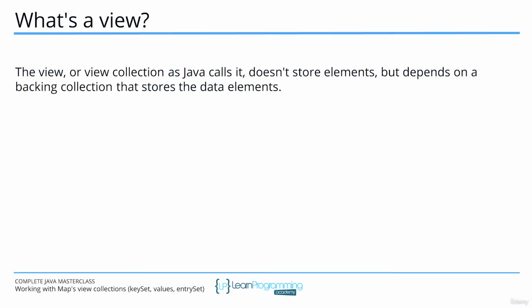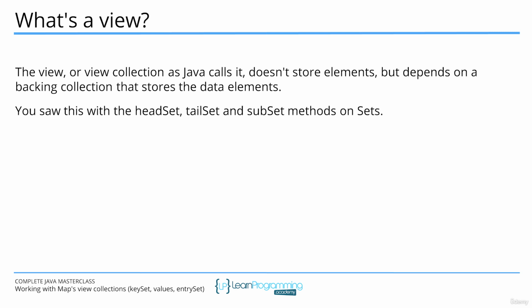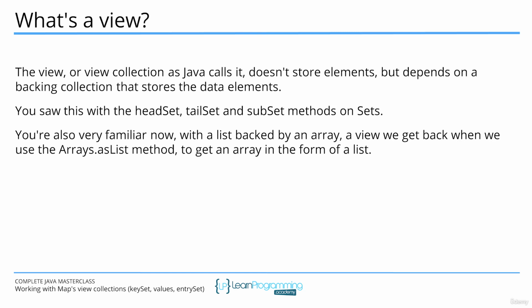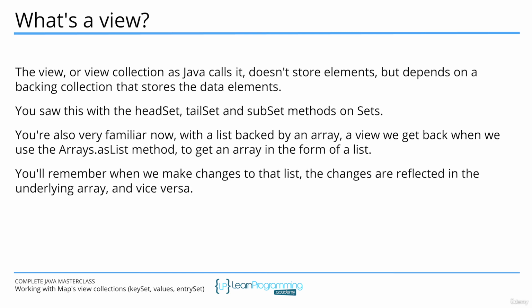The view, or view collection as Java calls it, doesn't store elements but depends on a backing collection that stores the data elements. You saw this with the headSet, tailSet, and subSet methods on sets. You're also very familiar now with a list backed by an array, a view we get back when we use the Arrays.asList method to get an array in the form of a list. You'll remember when we make changes to that list, the changes are reflected in the underlying array and vice versa.